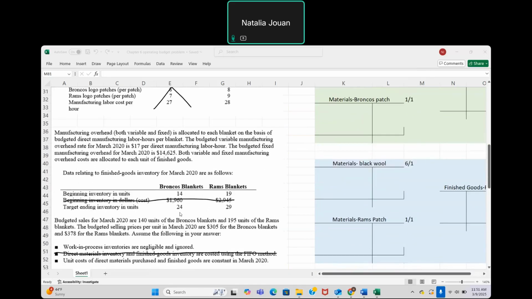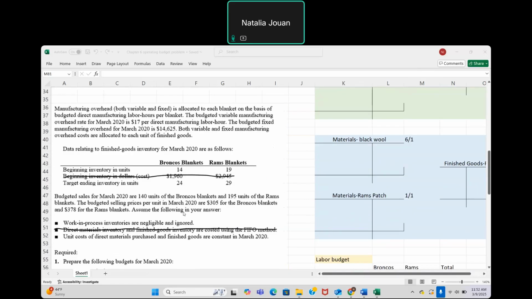And then we have the inventory for the output, not for the input materials, but for the blankets. How many blankets we started the month with, and how many blankets we're ending the month with. Remember that we're doing this for the month of March, so we're only preparing a budget for 1 month. Below, we have the selling information: how many units we want to sell and what is the selling price per unit. We're going to need this for our first budget, which is the revenue budget.